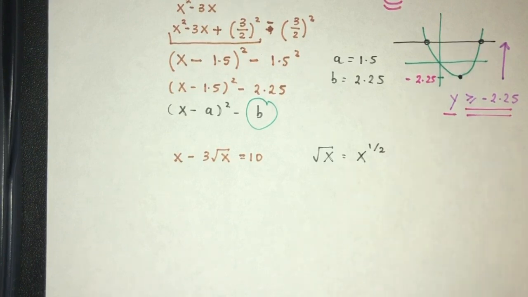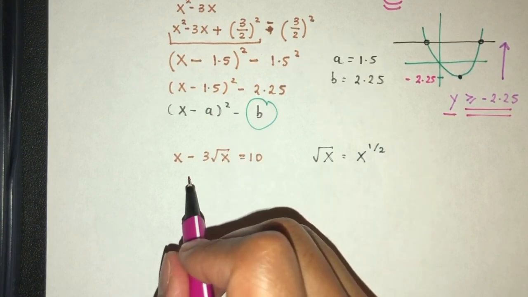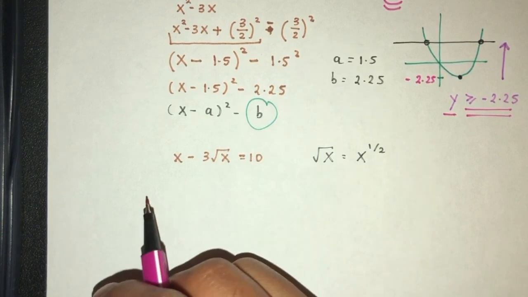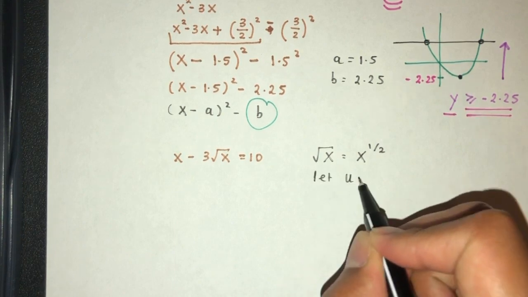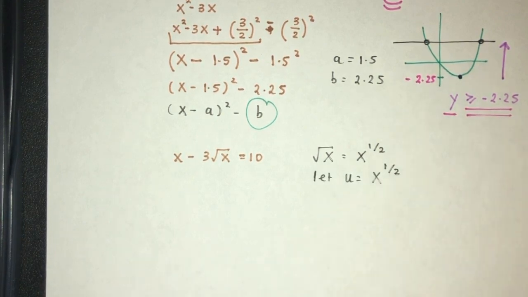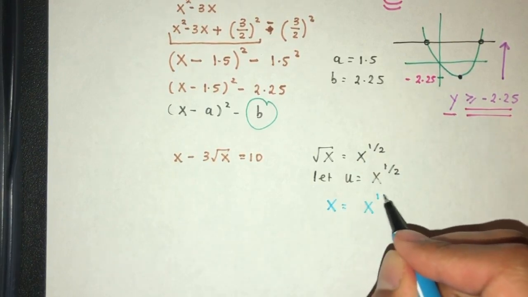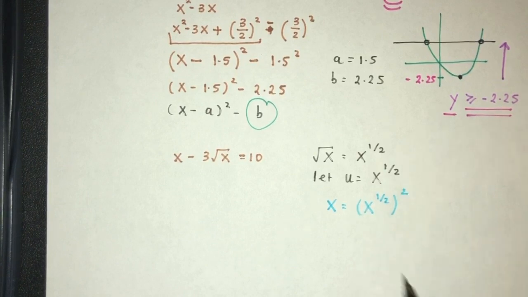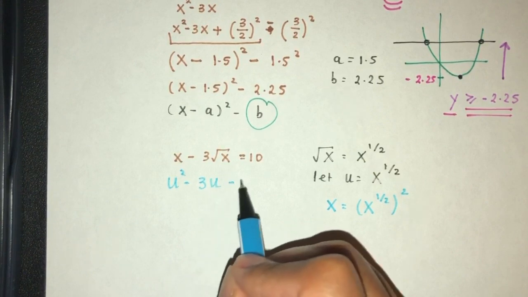Something we can do is to eliminate this thing, or we can just think of something else. Honestly, we can do many things. Let me just make this easier for you. Let u equal to this. Much easier for you, right? Now what is x? x is simply u squared, right? Now this is u now. That will be u squared minus 3u minus 10 is 0.